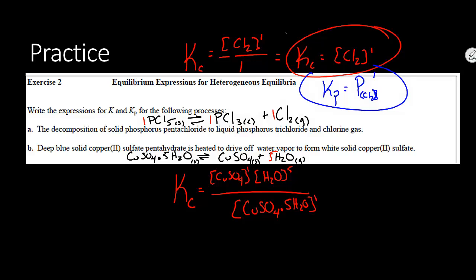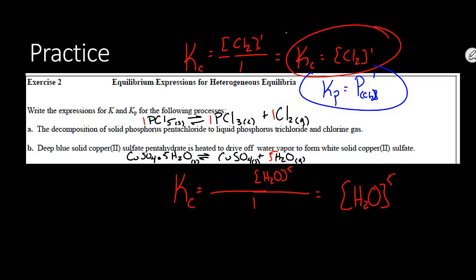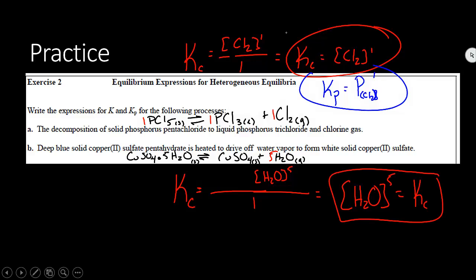However, we take out any solids or pure liquids. Copper(II) sulfate pentahydrate is a solid and therefore not part of our equilibrium expression. So is copper(II) sulfate, the product. So once again, our Kc for this reaction is simply the concentration of water vapor raised to the 5th. Kp is going to be much along the same lines, where it's the partial pressure of our water vapor raised to the fifth.